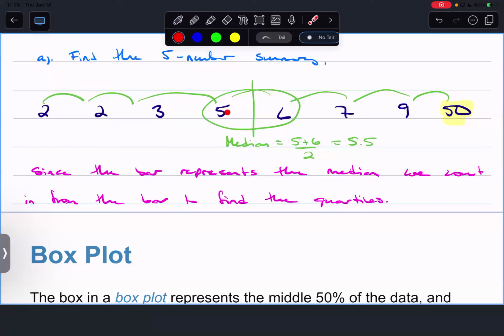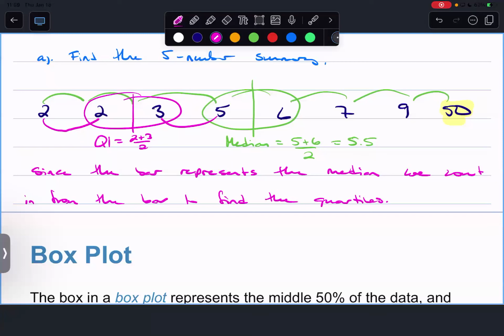So now, here at this line is the median. So then if I want to find the quartiles, the first quartile, I'm going to start at 5, 2, and 5. And again, I land on 2 values. So Q1 is 2 plus 3 divided by 2, which is 2.5. Same thing on the upper end. I'm going to start at the 6 and the 50. Q3 is 7 plus 9 divided by 2, which is 8.